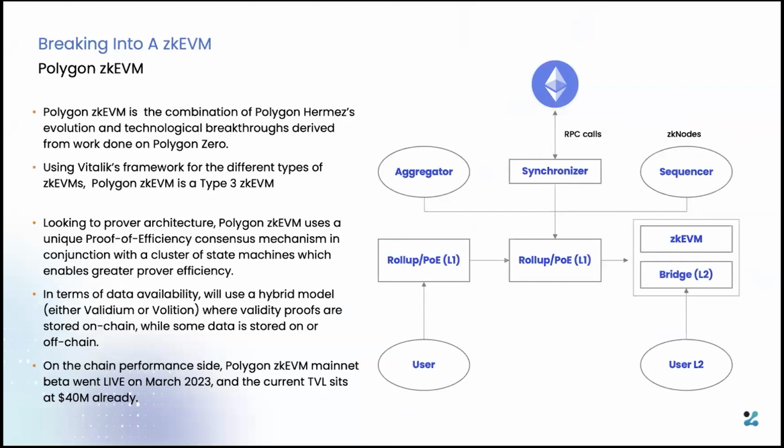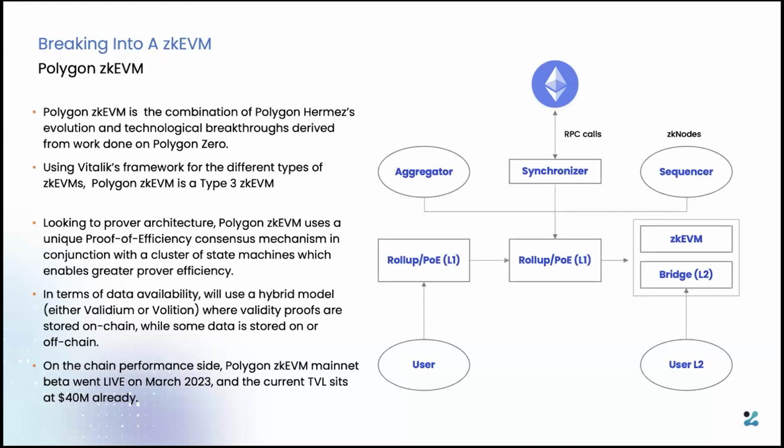So if you take an example, Polygon ZK EVM, which launched its mainnet beta in March 2023, one of the most exciting projects. We are partners with Polygon ZK EVM, working very closely with the Polygon team on providing infrastructure automation for Polygon ZK EVM node infrastructure. And I'll come to the types. There are various types of EVM compatibility and various features. Right now, Polygon ZK EVM is a Type 3 ZK EVM. Another interesting thing about it is that it uses the unique proof of efficiency consensus mechanism in conjunction with a cluster of state machines. And in terms of data availability, it uses Validium, as we discussed for Arbitrum. In this case, validity proofs are stored on chain, while some data is stored off chain.